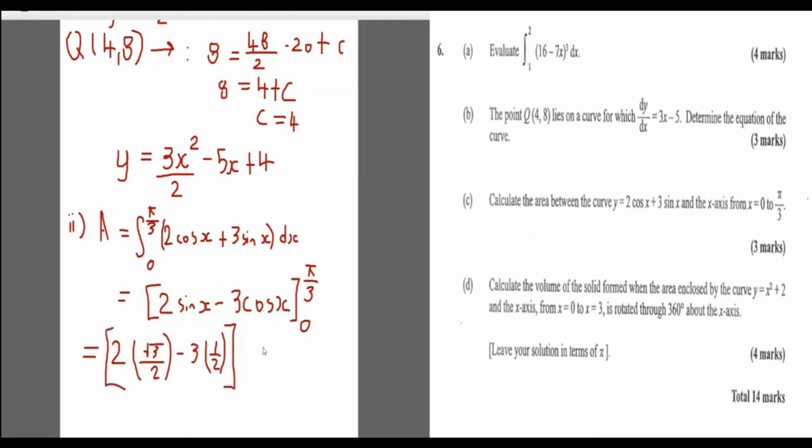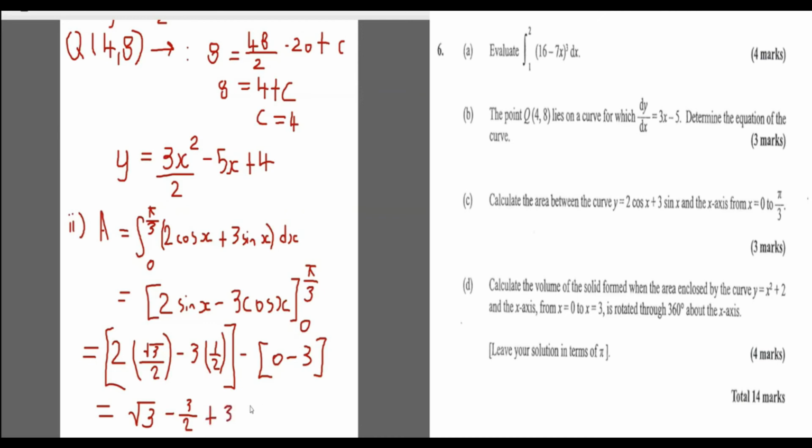Then minus, when we plug in 0, the sine of 0 is 0. And then what is cos 0? The cos of 0 is 1. So this works out to be 0 minus 3. So all of this works out to be, now 2 times root 3 over 2 is just root 3. And then 3 times a half is minus 3.5. And then minus 3 becomes plus 3.